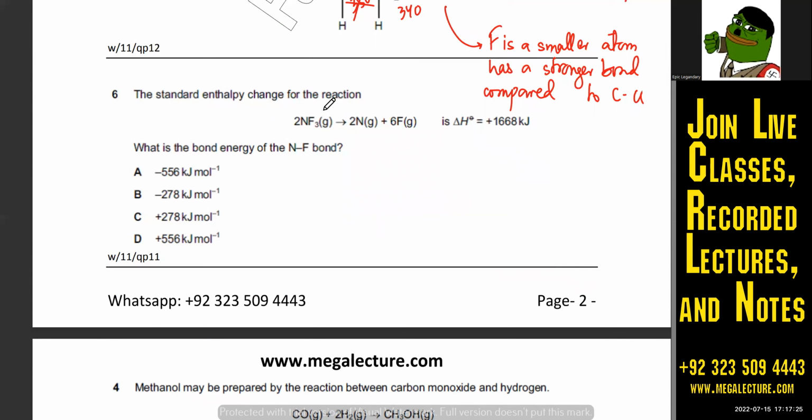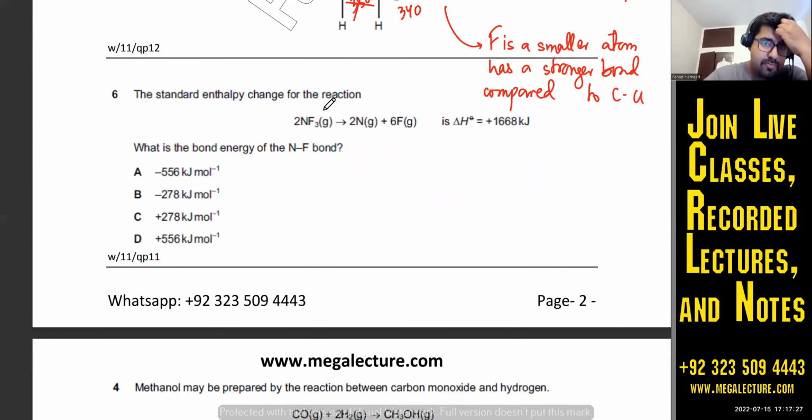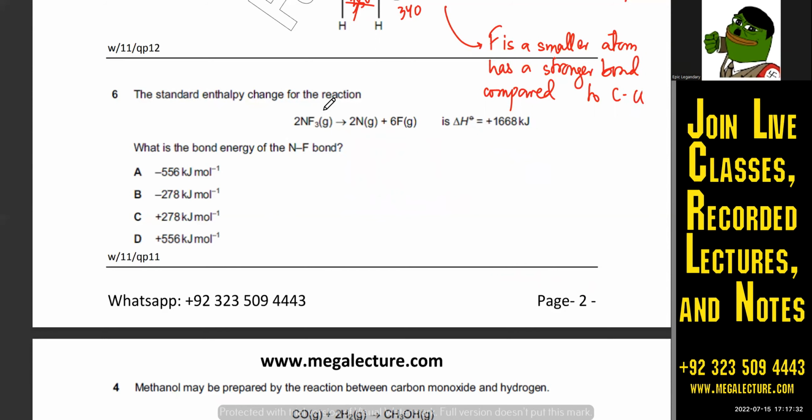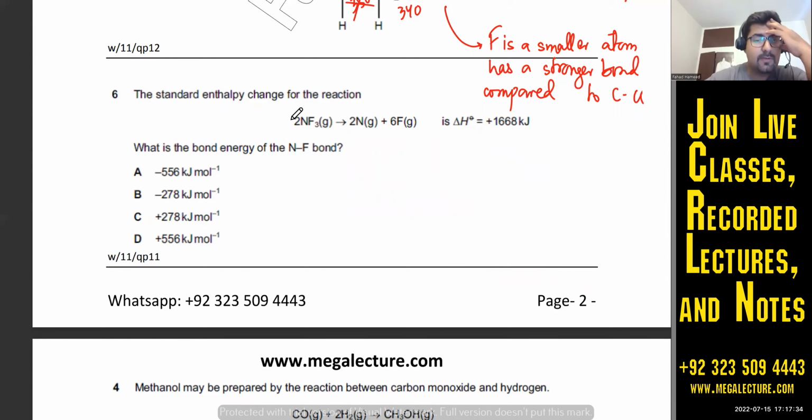In which side? Sir, which side? Look, bonds broken are always the reactant bonds, right? Formed are on the product side.